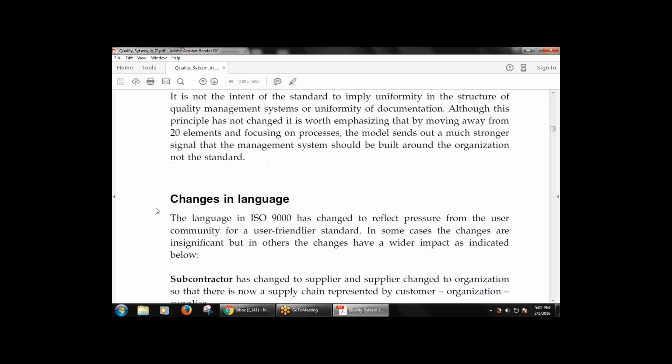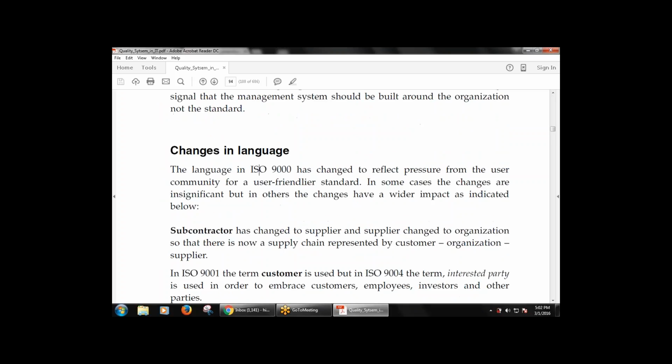Then the change in the language. The language in ISO 9000 has been changed to reflect the pressure from the user community for a user-friendly standard. In some cases the changes are insignificant, but in others the changes have a wider impact, as indicated below. The subcontractor has changed to the supplier and the supplier changed to the organization. So there is now a supply chain represented by the customer, organization, supplier.